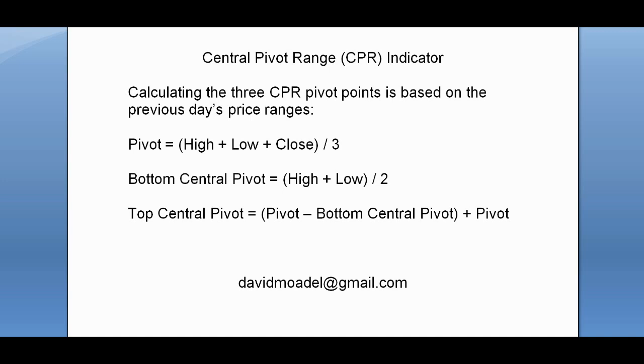Then to calculate your bottom central pivot, which is below the pivot, that is yesterday's high plus yesterday's low price. Add them up, and then take that number and divide by 2. And then to get the upper line, the top central pivot, you take the pivot, the middle line, which you already calculated above, and then you subtract the bottom central pivot, which you already calculated. Subtract, and then whatever number you get, now you add the pivot. All right, so that's the top line. There will be 3 lines. And I'll show you what that looks like in a moment, and where to find it.